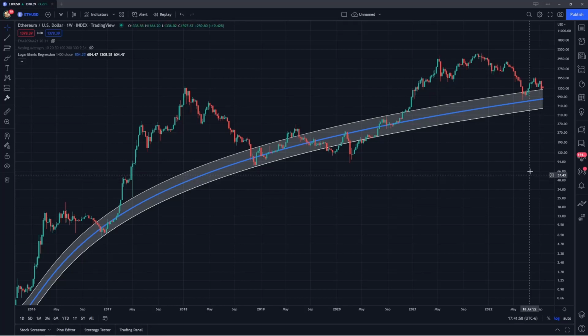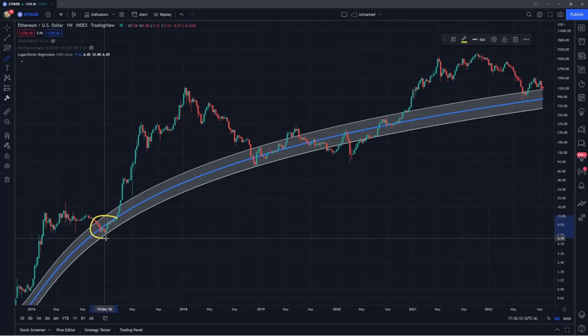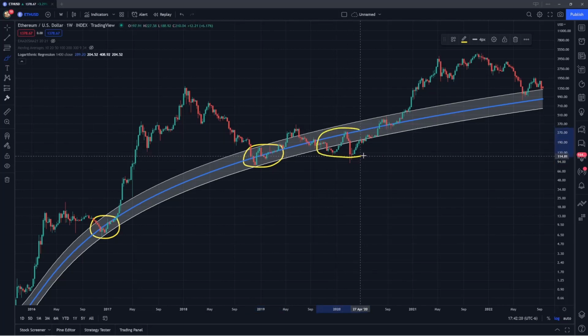So first I'm going to start off by talking about what this curve is and how it's calculated. Basically this curve is just a best fit line that is calculated by taking data points during the bear market or the accumulation phases. I'm just going to circle those phases right here on the chart in yellow. And basically I've taken all these data points and I've plotted this curve right here, which is the blue line, to go through these as a best fit curve.